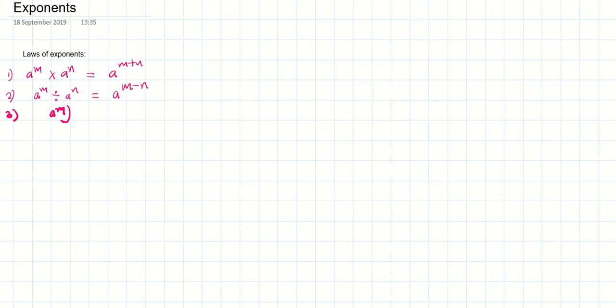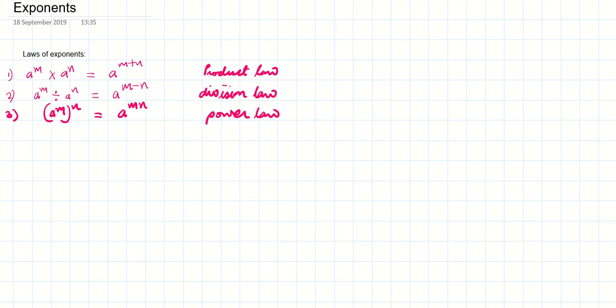If you have a raised to m raised to n, then it is a raised to mn. The powers multiply, simply multiply. So the first one is the product law, second is the division law, the third one we can say is a power law. Now the next, fourth rule you can remember: anything raised to 0 is 1. That's a very basic law, you must have done this in your lower classes.